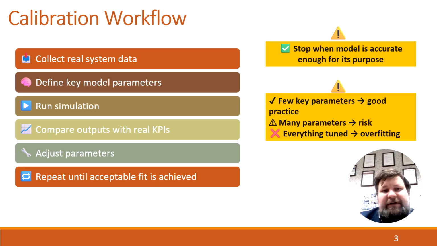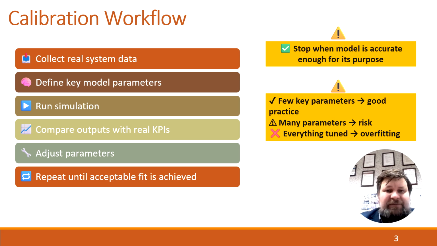So the following slide represents a simple calibration workflow. First we collect real system data, then we define key model parameters and run the simulation. Next we compare the model outputs with real KPIs and adjust the parameters. The cycle is repeated until the model is accurate enough for its purpose.